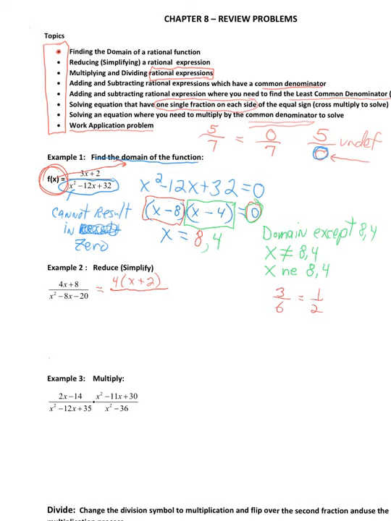Let's reduce the denominator. Oh, that's a quadratic. That's a 3-termed expression. It's got to multiply to be 20, add to be -8. We know it's got to be x and x. And it turns out to be -10 and plus 2. So we factored both the numerator and the denominator.